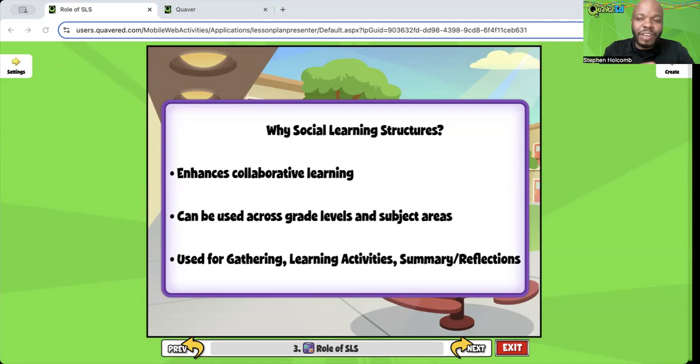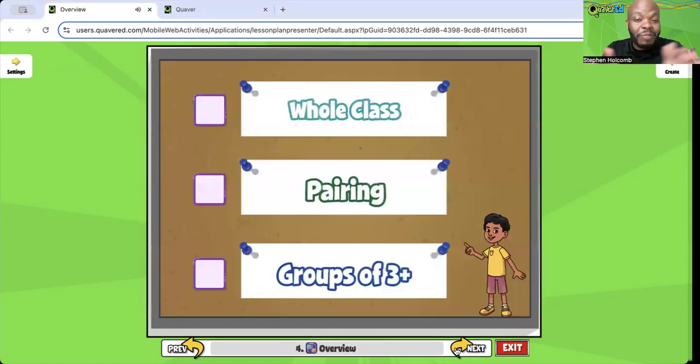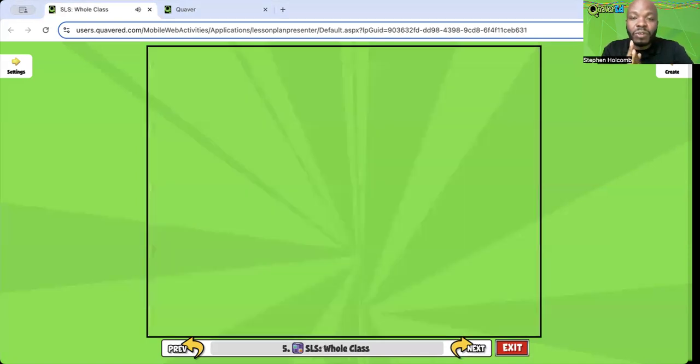So now that we have this foundation of why you should use a social learning structure, let's take a look at the different types of social learning structures we'll focus on today. I have three for you. So we're going to start off with a whole class social learning structure, and then we'll get into different ideas for pairing together. And then lastly, we'll look at groups of three or more. So let's hop into this and go to our first social learning structure for the whole class.